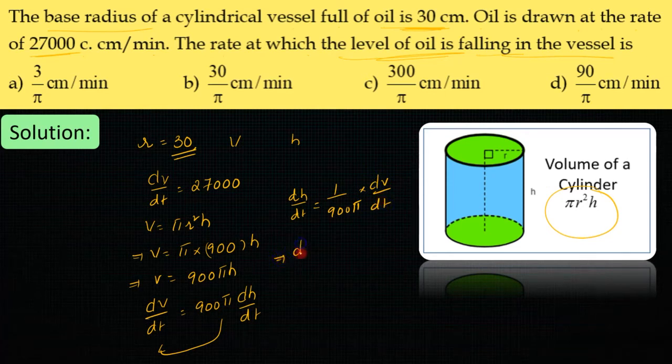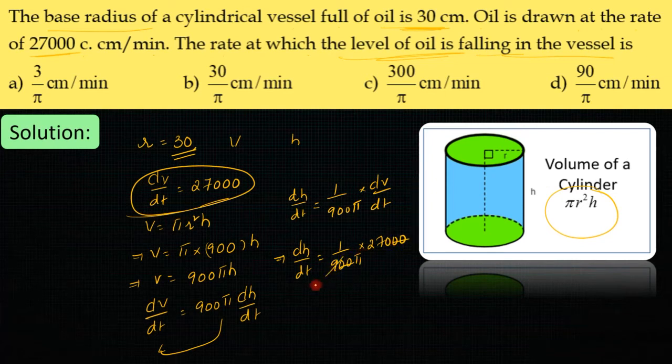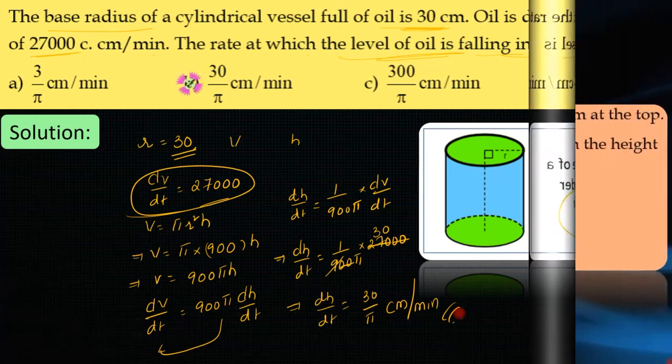This implies dh by dt is equal to 1 by 900 pi, given dV by dt is equal to 27,000. Here 2 zeros get cancelled, 9 ones are 9, 9 threes are 27, so 30. This implies dh by dt is equal to 30 by pi centimeter per minute. Therefore, the answer is option B.